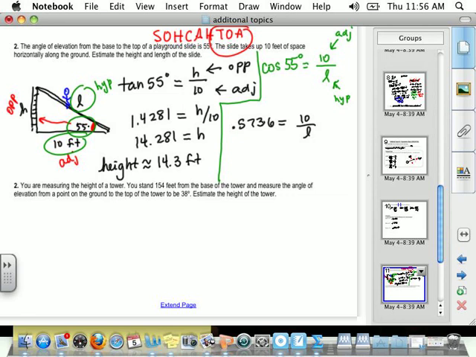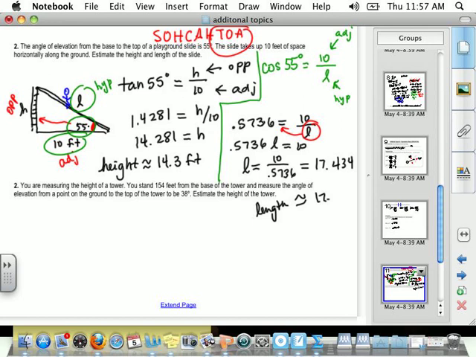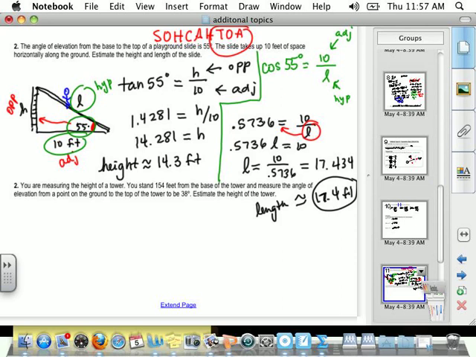So what we need to do is multiply your L over. So I get 0.5736 L equals 10. So I'm multiplying this L over here. And now you're dividing by the 0.5736, right? So you get L equals 10 over 0.5736. So I'm going to do 10 divided by my answer on my calculator. 17.434. So the length is about 17.4 feet. Okay, make sense? All right, we'll do more of these tomorrow.